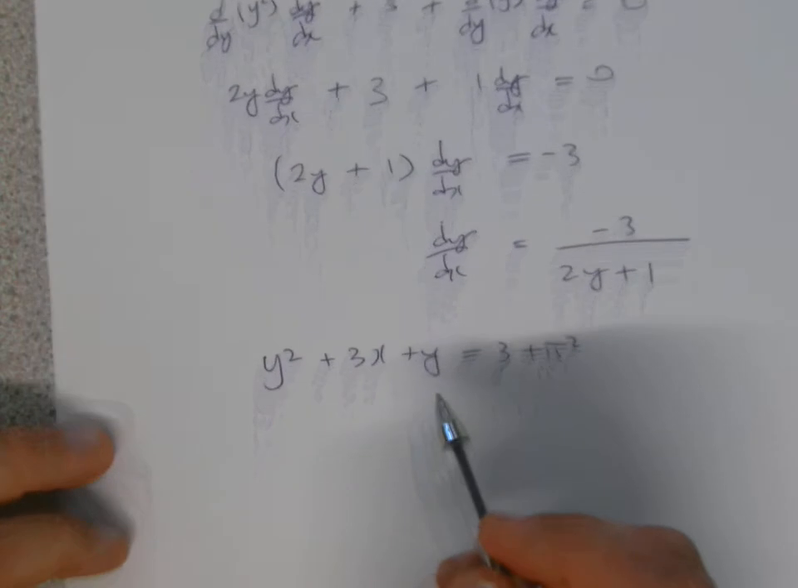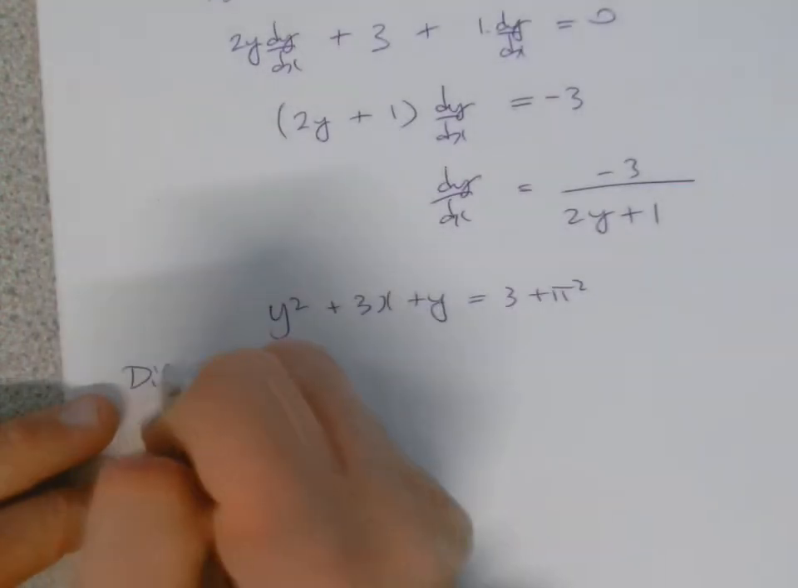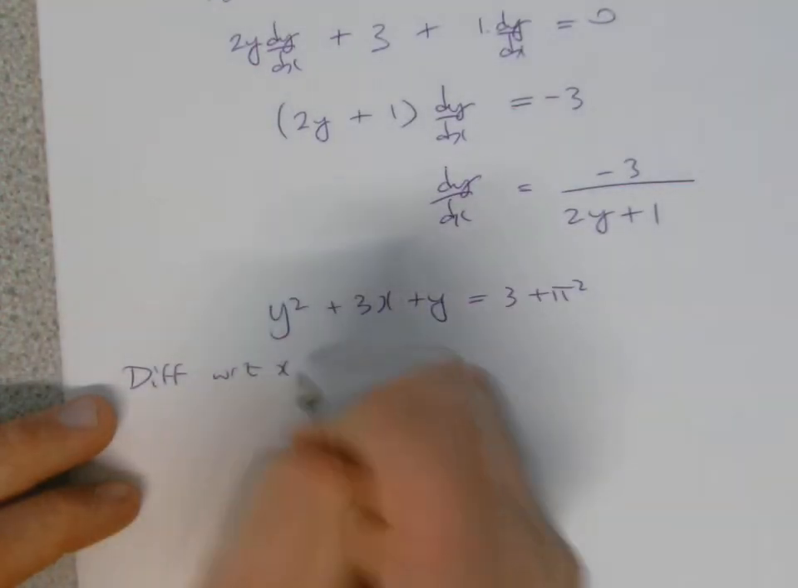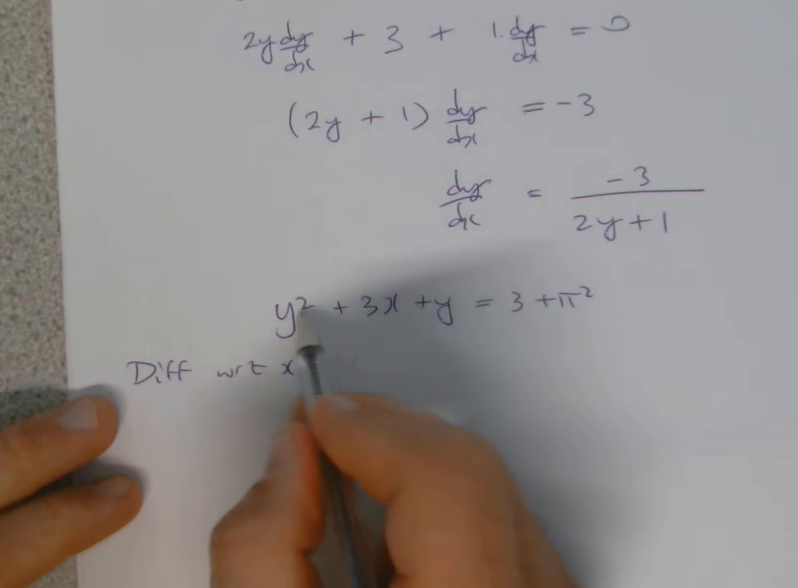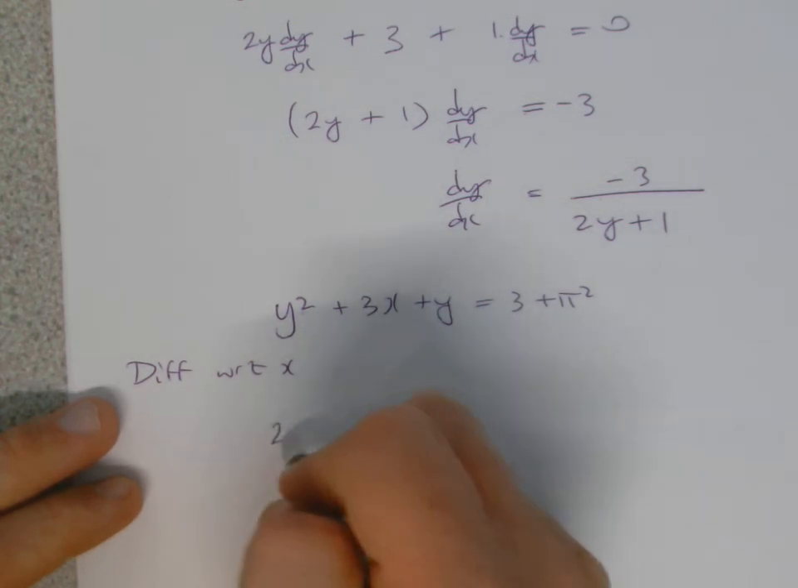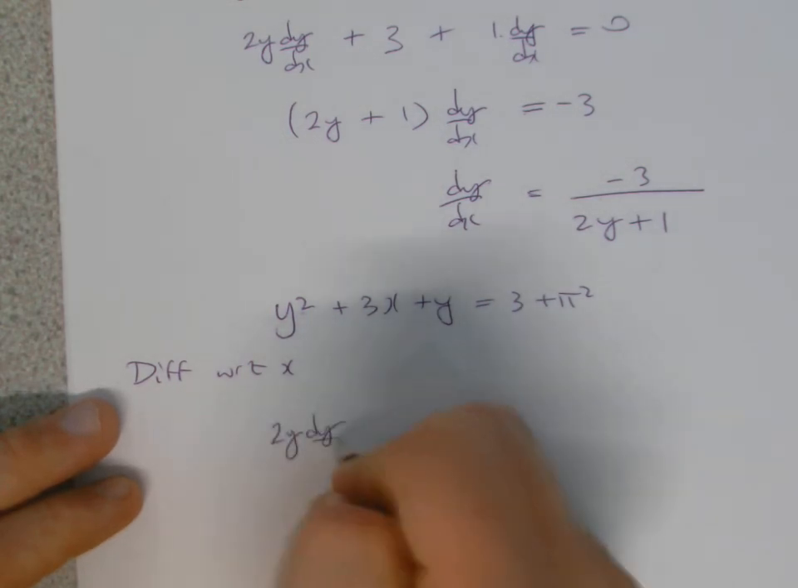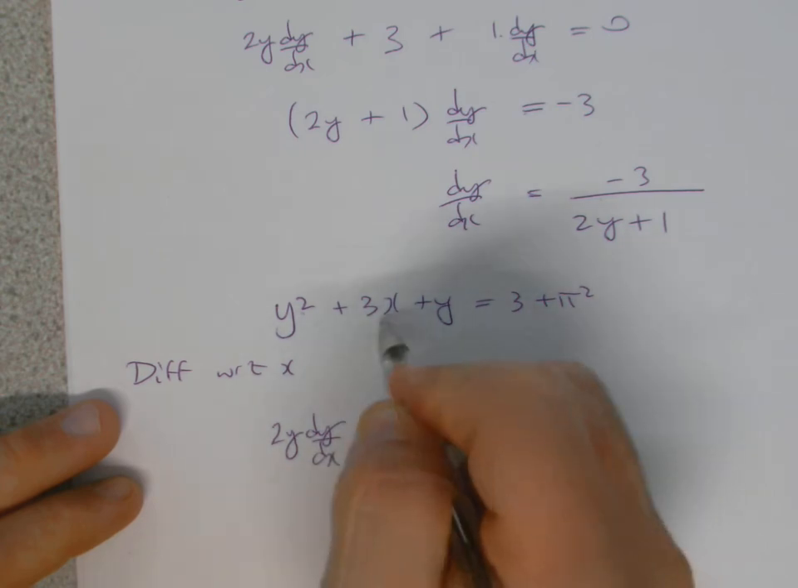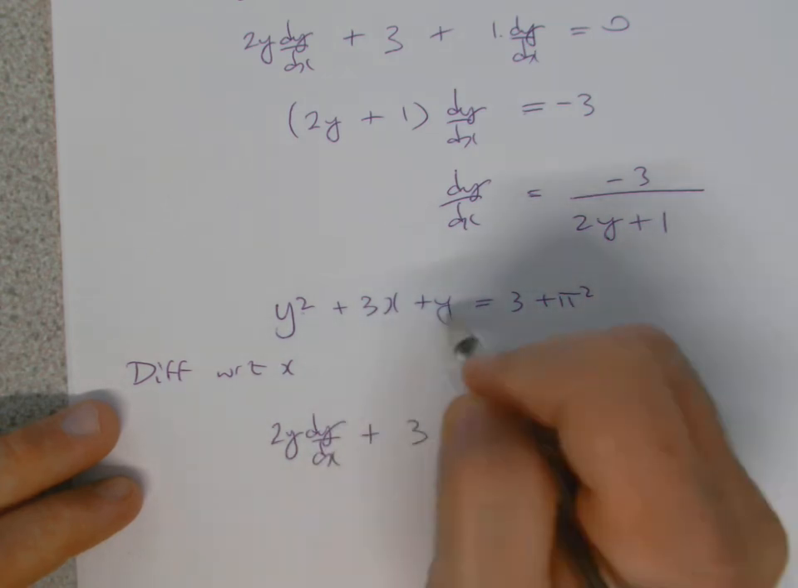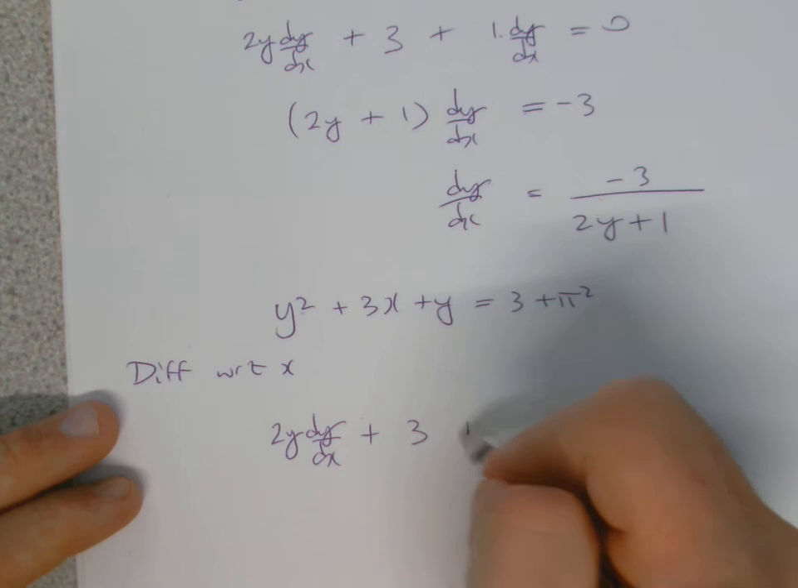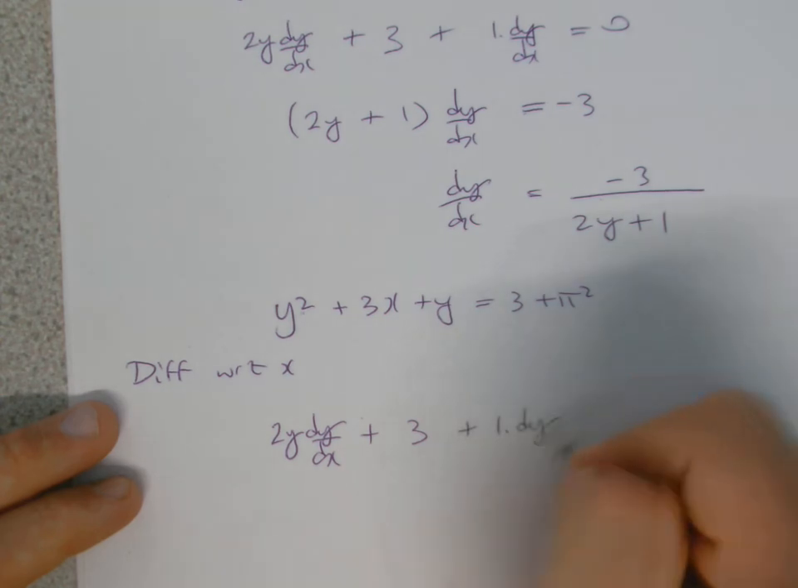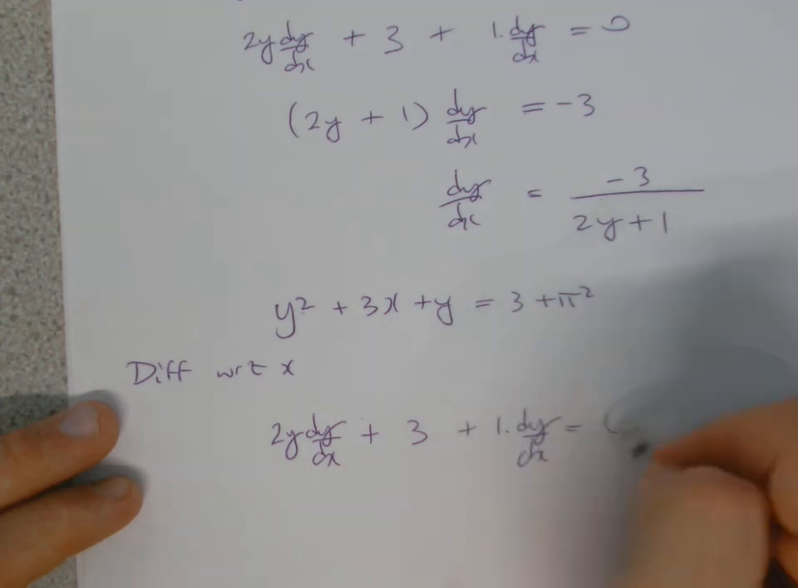You just go with it naturally. What I tend to do is say, look, differentiate with respect to x, okay? So I differentiate that. Of course, I differentiate with respect to y first, but then I've got to make sure I put a dy dx in the end. 3x becomes 3. Y will differentiate with respect to y, which is 1, but I've got to put a dy dx in the end, and that equals 0.